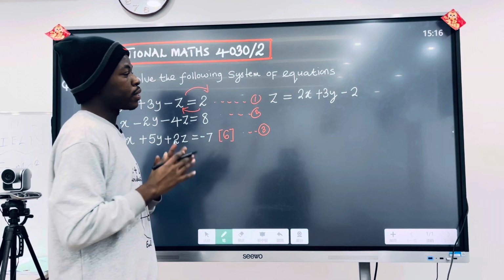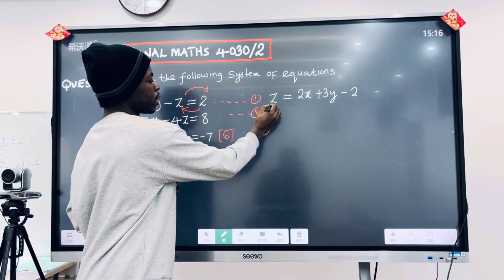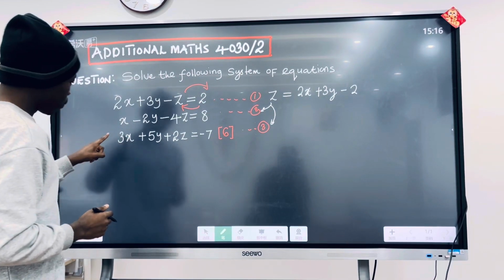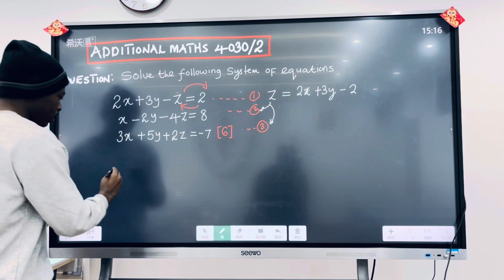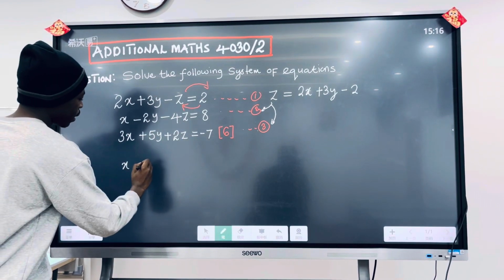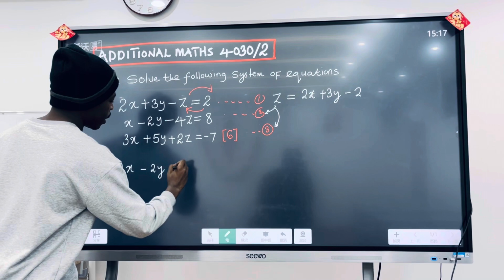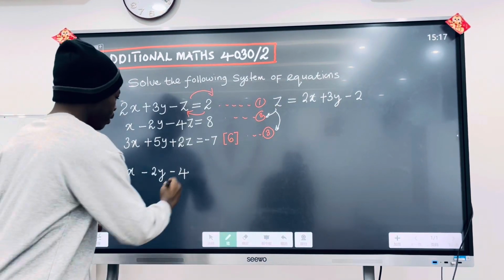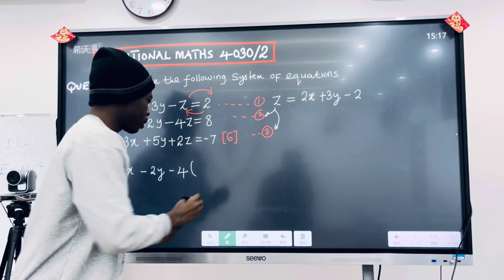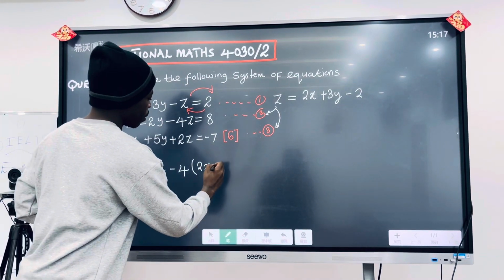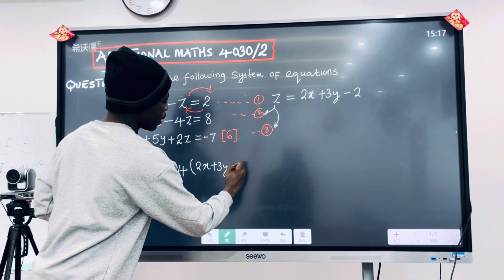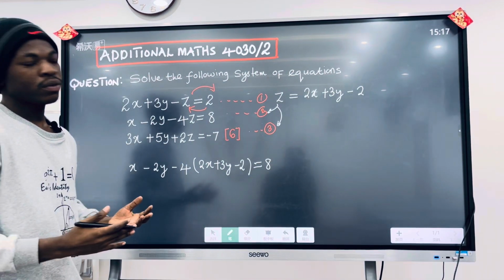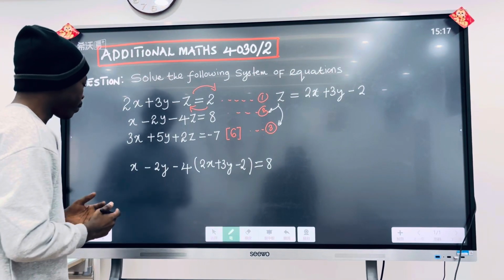So once that step is done, the idea is we substitute z in equation 2 and equation 3. So let's just do that. We start with equation 2. We're going to bring it down here. So we're going to have x minus 2y minus 4. Where there's z, I can just substitute with 2x plus 3y minus 2, like that. Then everything equals 8. We just simplify and have a simple equation here.